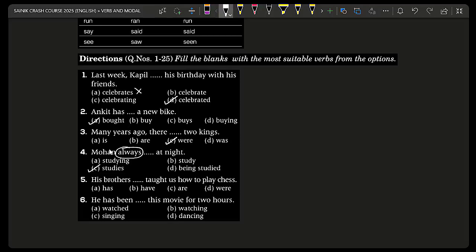About tense we are going to discuss later, but we already completed the syllabus. This is a revision. So for simple present tense, we always use verb plus S form for third person singular. Mohan is third person singular or not? Yes, sir. That is why the verb will take the S form. Study plus S form will become studies. Correct answer, Bhuvana.